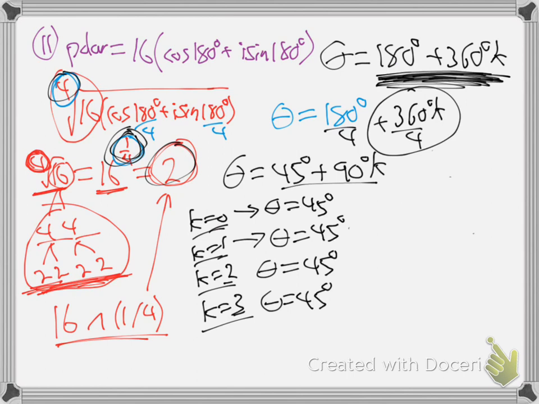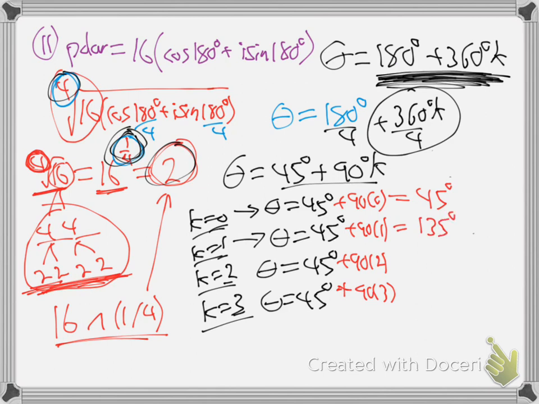So here we go. Now we're going to go plus 90 times 0, 90 times 1, 90 times 2, 90 times 3. So I get 45, and this is 135, and this is 225, and this is 315. There's the 4 angles. There's the 4 answers. We got to convert them back to rectangular now. We're close. It's a long, long problem.